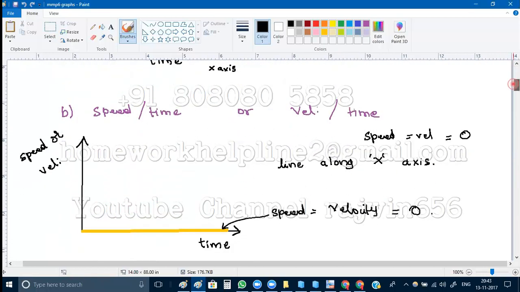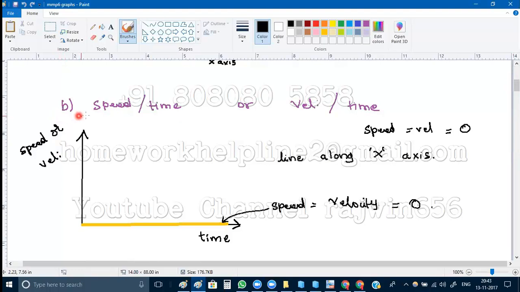The next part that we are considering is the speed time or velocity time graph for the same object which is not moving. It means the distance is not changing, it is at rest. So obviously its speed or velocity will be 0. This line is going to coincide with the x-axis. So as the time proceeds, there is no change in speed, that is, its speed is remaining 0. This is the speed time or velocity time graph for the object that is at rest, which is not moving.